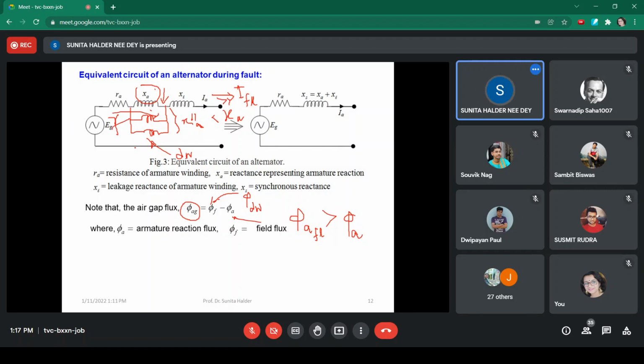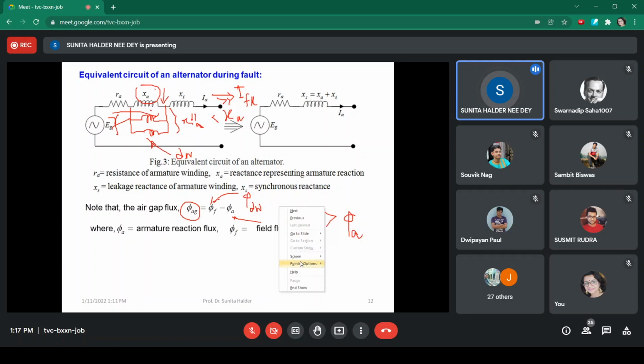But this is the representation of the behavior of the generator, not an electrical connection, right? It is like the leakage reactance in the transformer equivalent circuit: actually a leakage reactance is not physically there, but to represent the leakage flux, we introduce a leakage reactance in the equivalent circuit. In the same way, to represent the behavior of the field winding and the damper winding during the subtransient condition, we represent these two windings in parallel to the armature reactance of the equivalent circuit.